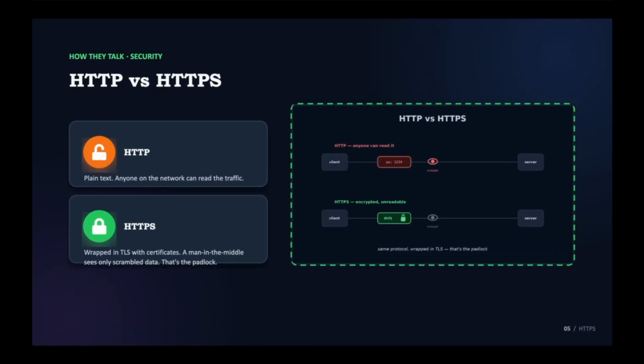So, one security point: plain HTTP is readable. Anyone sitting on the same network can see the traffic. HTTPS is the same protocol wrapped in TLS, encrypted with certificates, so a person in the middle cannot read it. This is what the padlock means. And in 2025, Chrome just assumes HTTPS, I mean, as of now, Chrome just assumes HTTPS, and any client can talk to your server in the same standard way.